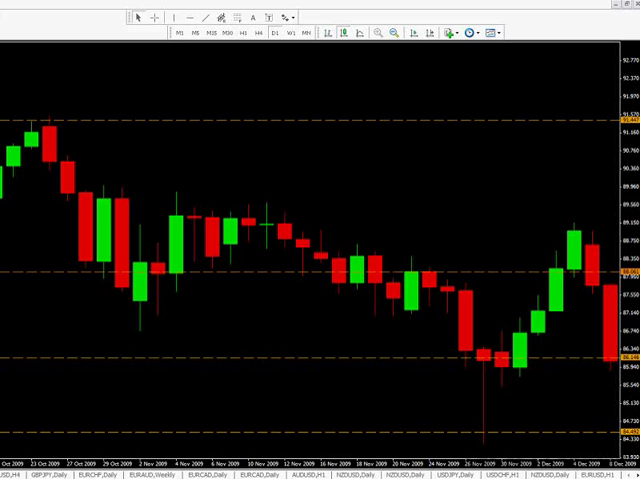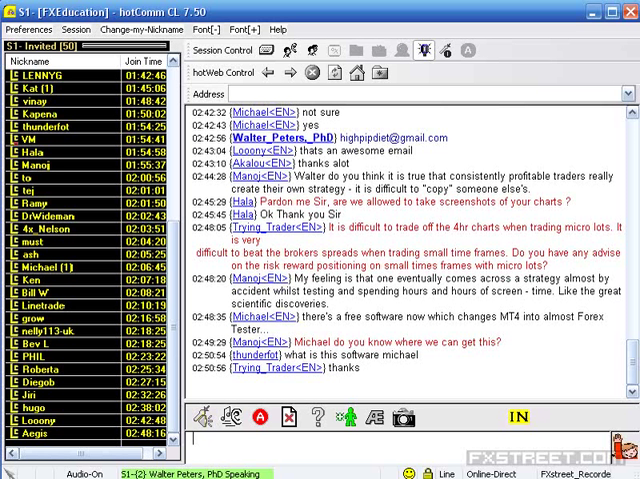Manoj says that his feeling is that a trader will eventually come across a strategy almost by accident while testing it, and spending hours and hours of screen time, like a great scientific discovery.